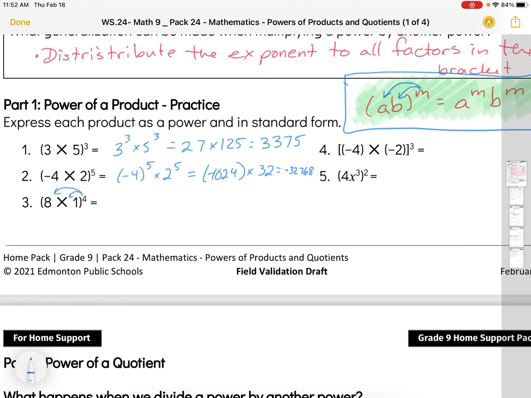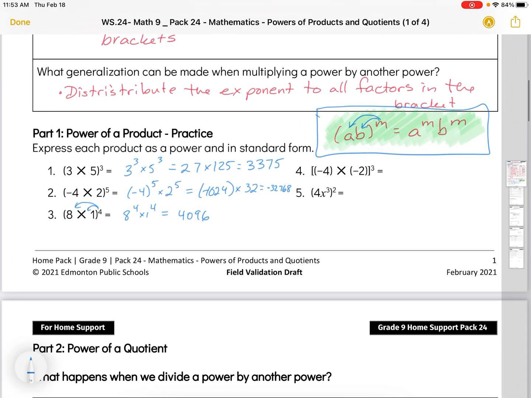8 times 1 to the 4, it'll be 8 to the 4 times 1 to the 4. So it's really just equal to 8 to the 4, right? Because 1 to the 4 goes away, so it's 4096. Over here, we bring in the 3 on both of these, so it'll be negative 4 to the 3 times negative 2 to the 3. And then when we evaluate negative 4 to the 3 times negative 2 to the 3, we get a positive 512. Okay?